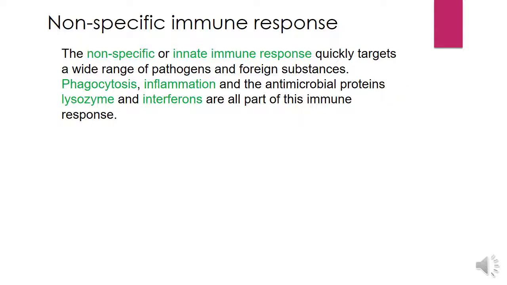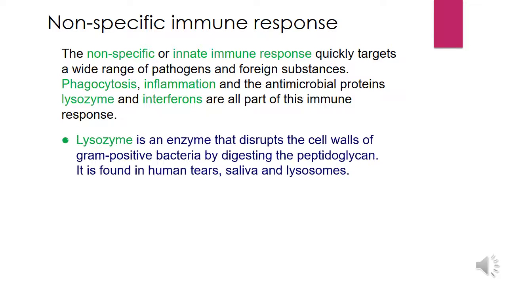So here's a little more detail. Non-specific immune response. The non-specific or innate immune response quickly targets foreign substances and pathogens. It uses phagocytosis, so a phage is an eater, a destroyer. Cytosis is cells, so a cell eater. Inflammation will also kick in. And antimicrobial proteins such as lysozyme and interferons are part of this. Lysozymes, well, we'll talk about those in a second.